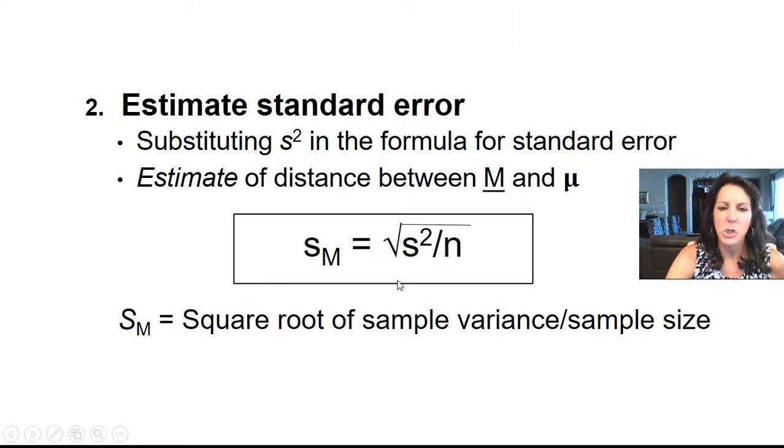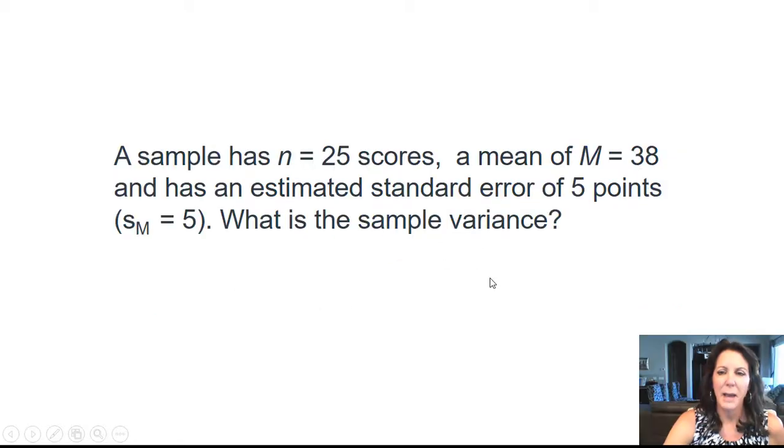So make sure you have this in your notes, that the estimated standard error is the square root of the sample variance divided by n. Here we go. I'm going to help you now with some of the more difficult problems in the assignment, and I'm going to show you how to work these out. These next couple require algebra, okay? So we can do this.